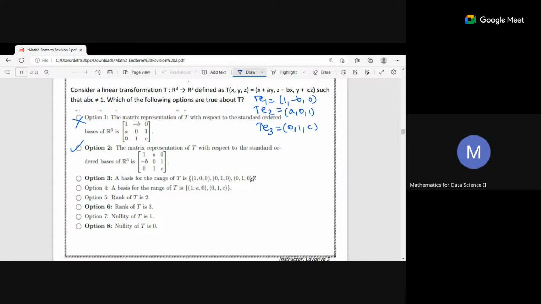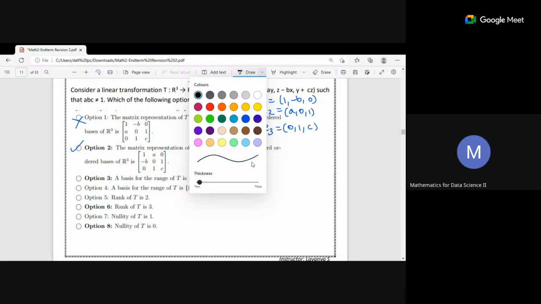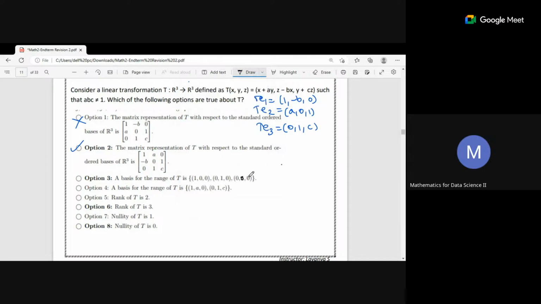So a basis for the range of T is (1, 0, 0), (0, 1, 0), (0, 0, 1). Here there is a mistake in what is written; it should be 0 0 1. Okay. So how do we see this?